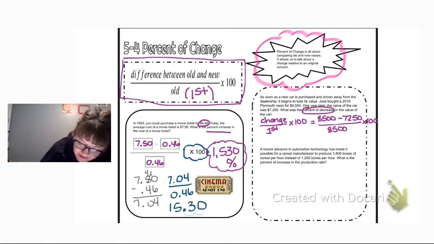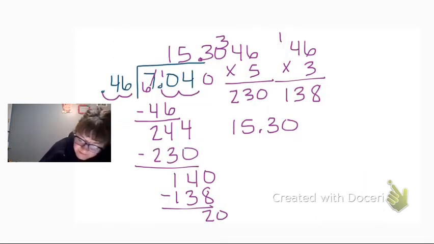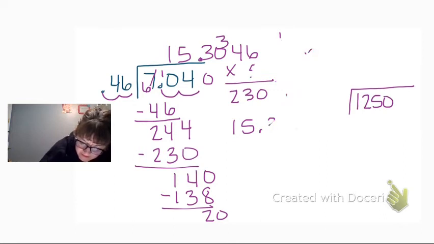So let's subtract. 8,500 minus 7,250 is 1,250. So we have 1,250 divided by 8,500 and then times 100. So let's do 1,250 divided by 8,500.